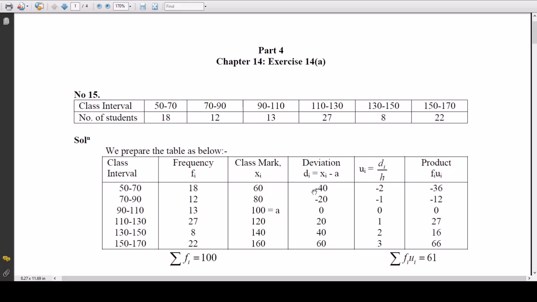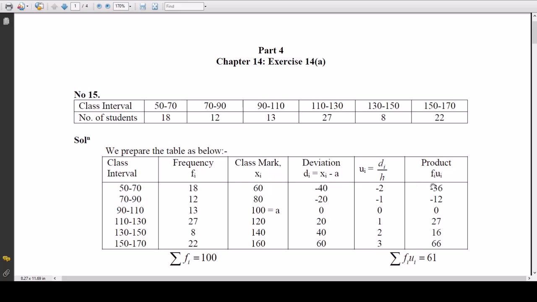Now minus 40 divided by 20, you will get minus 2. Minus 20 divided by 20, you will get minus 1. 0 divided by 20 is 0. 20 divided by 20 is 1. 40 divided by 20 is 2. 60 divided by 20 is 3.